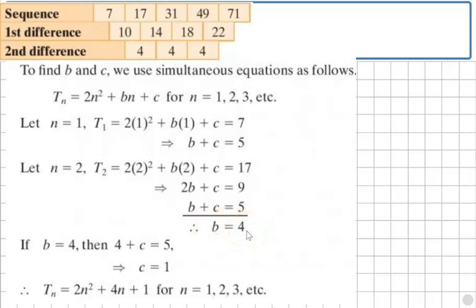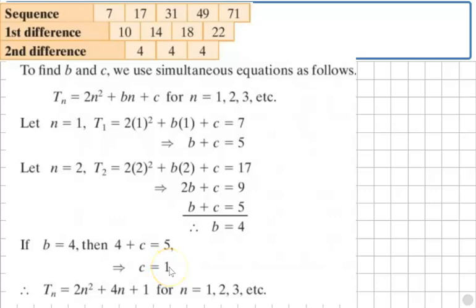We also know what a is. Now we need to find c. So we take one of the equations, it doesn't matter which, and we sub in b to find c. So if b is equal to 4, then we have 4 plus c is equal to 5, using this equation here. And solving for c, we get c is equal to 1.